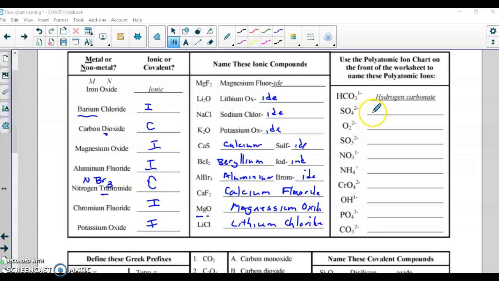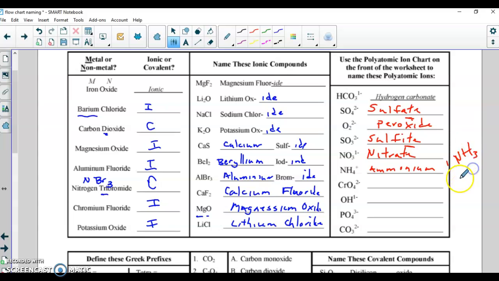Okay, so we used a polyatomic ion sheet with a little chart above you to name these. So SO4 with a -2 charge is a sulfate polyatomic ion. O2 with a -2 is a peroxide ion. SO3 -2 is a sulfite. All right, so most of these end in ite or ate. Notice these two, the only difference is this one has 3 oxygens, this one has 4 oxygens. So NO3 with a -1 is a nitrate ion. This is ammonium, not to be confused with ammonia, which is the stuff in Windex, which would be NH3.